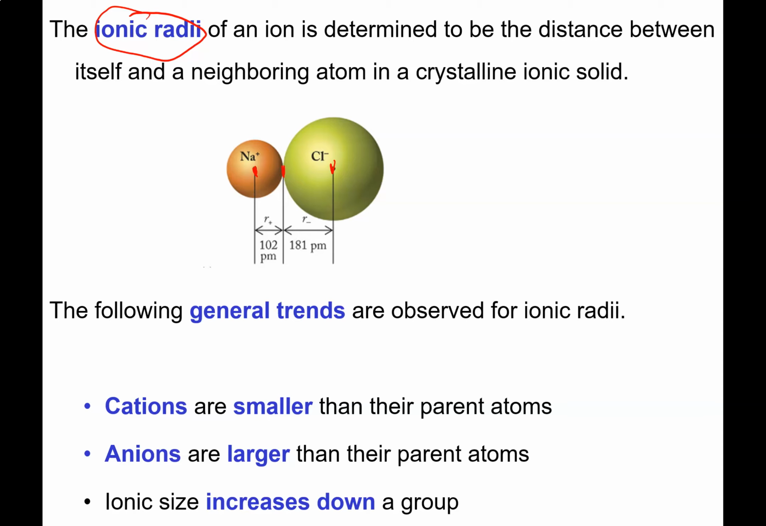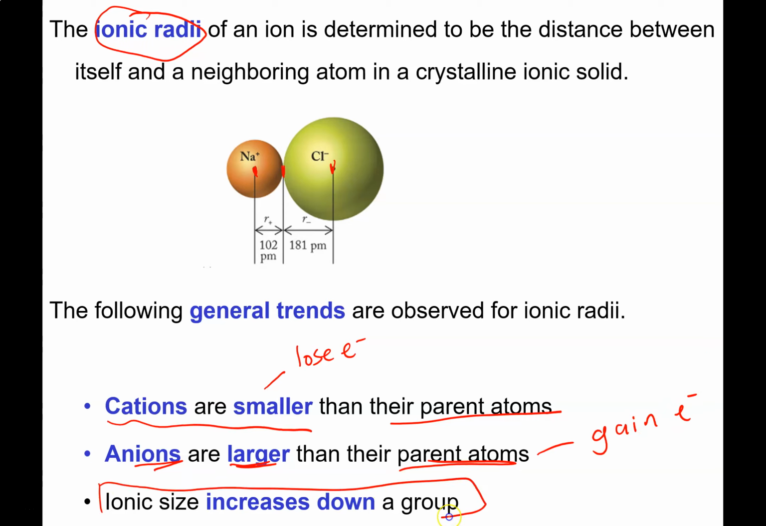So what we find is the following general trends. Cations are typically, or always, going to be smaller than the atoms that they are made from. And that makes sense because when you form a cation, you lose electrons. And anions are always larger than the atoms that they're made from. And that makes sense because in order to make an anion, you have to gain some electrons. The other thing that we find is that ionic size increases down a group just like atomic size.